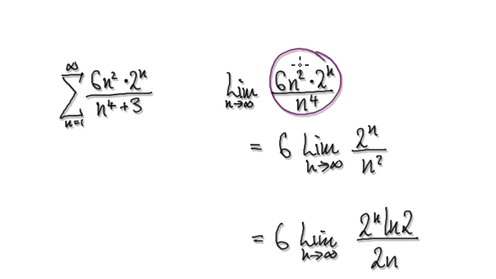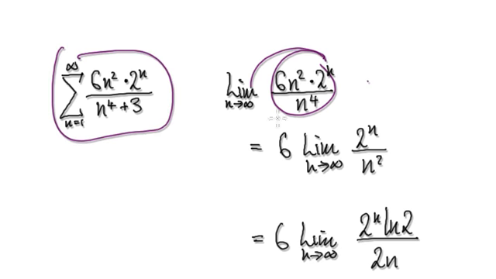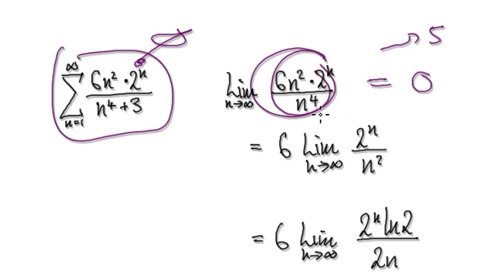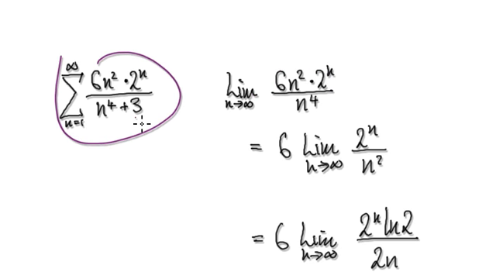So let's try and find the limit of this. As n heads towards infinity, in order for this to converge, the limit of this thing here must head towards 0. If it doesn't, let's say if it heads towards 5, then you can conclude that it's going to diverge. The limit of this must be 0. So let's try and find the limit of this.